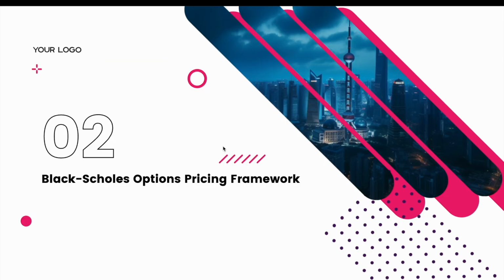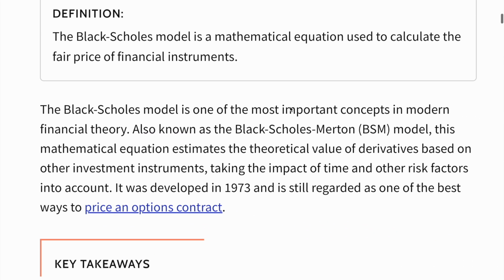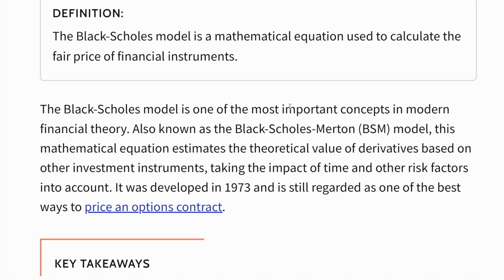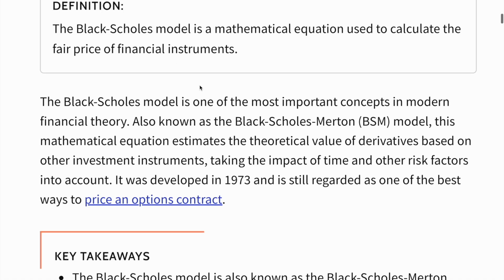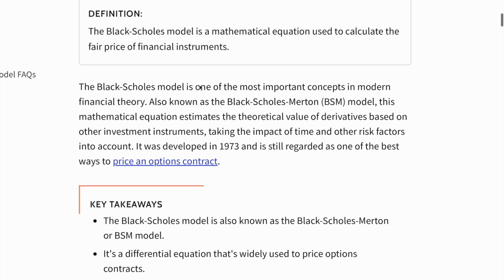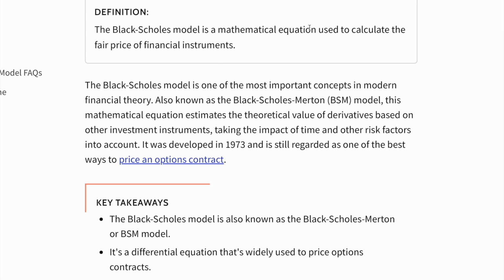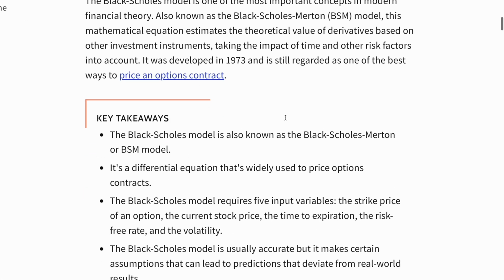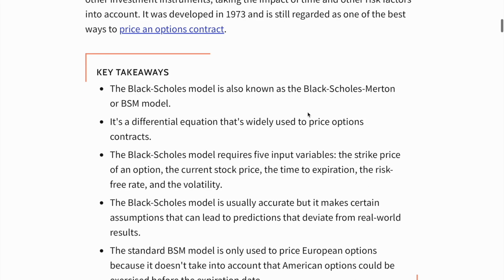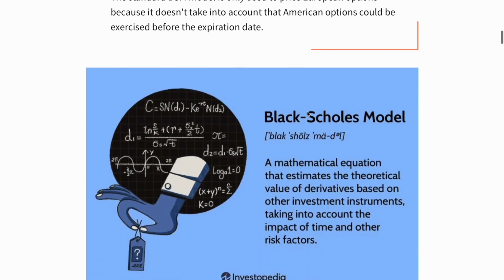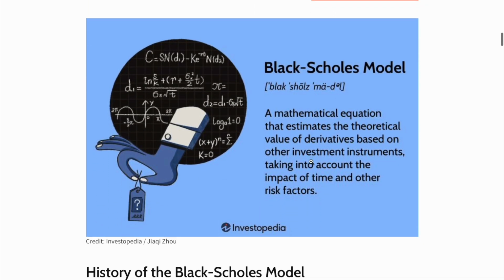Now, what is the Black-Scholes option pricing form? What is the BS model? I'll use this presentation, which is a website, to explain the BS model. The BS model is a mathematical equation used to calculate a fair price. It was developed in 1973 and is widely used in the current financial market.